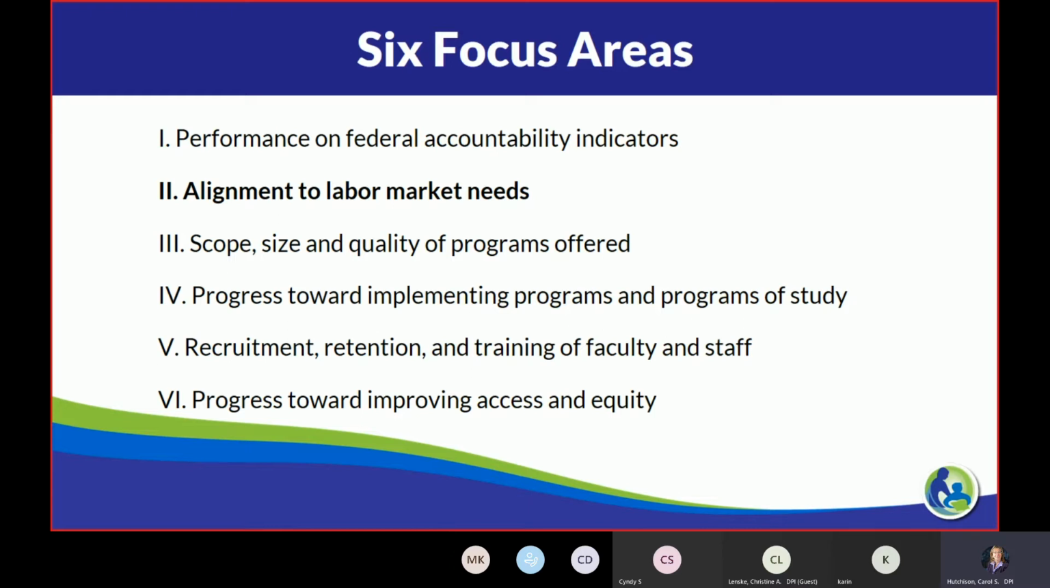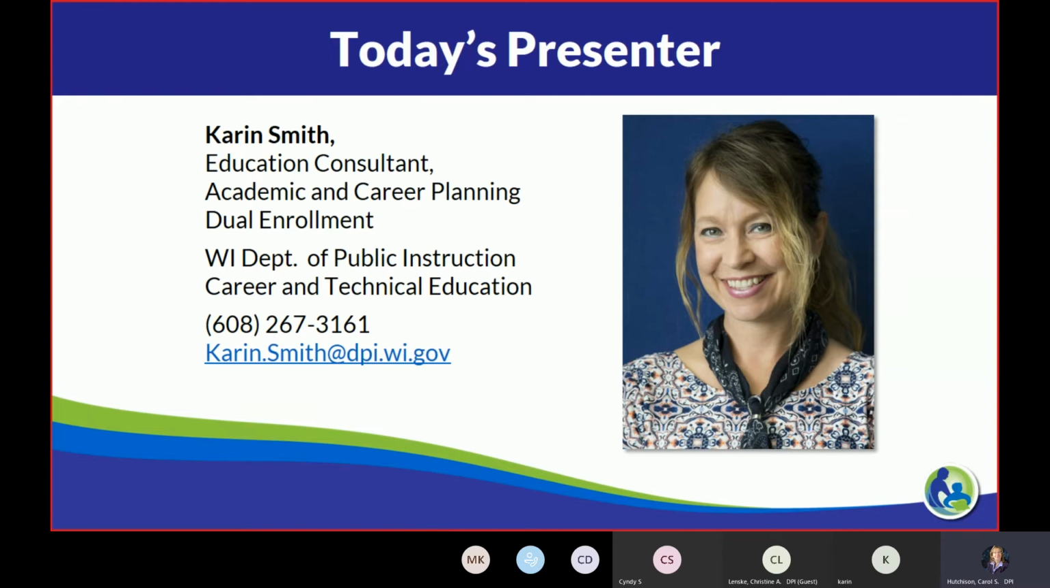You will need to engage stakeholders in setting a future vision to address the results of your CLNA, including deciding which programs and activities to prioritize in your Perkins 5 local application. We covered performance on federal accountability indicators during our last webcast. Today, we will focus on alignment to labor market needs. To talk more in depth about how to access and interpret labor market information, we've invited Karen Smith, an education consultant on the CTE team, to provide you with some additional guidance and resources.